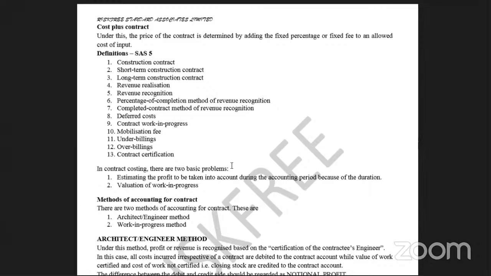Yes, please. Did you send this document to us? This is your Riskfree pack. Oh, okay. Page 156.